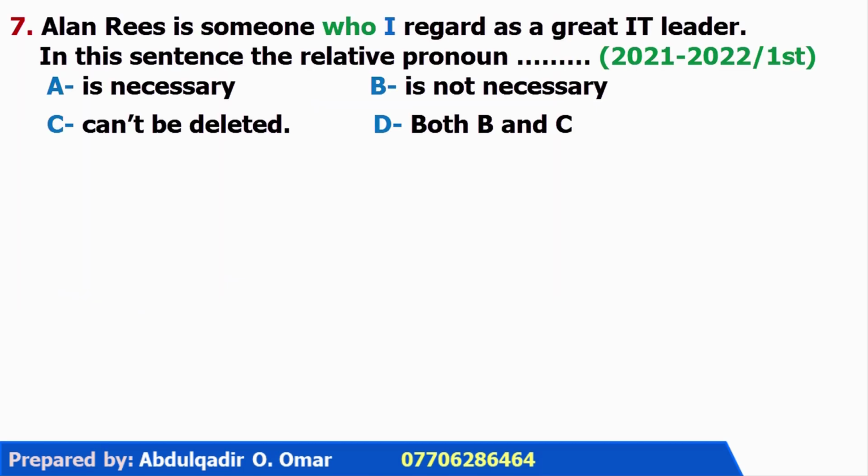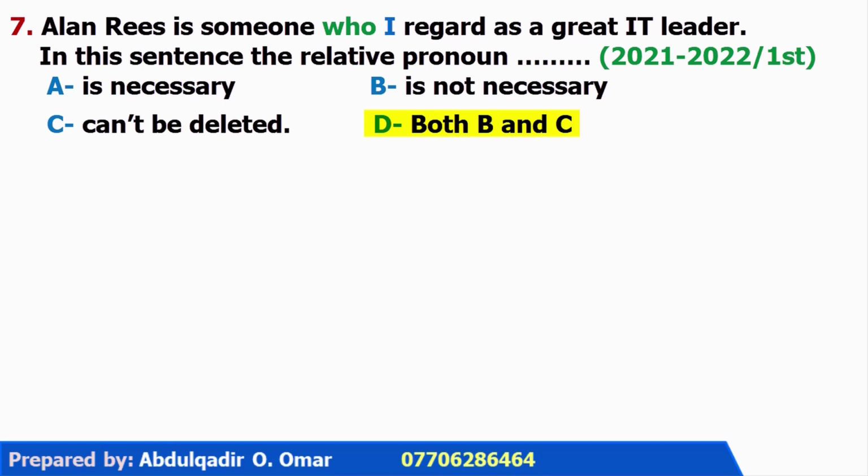Question number 7. Alan Rees is someone who I regard as a great IT leader. In this sentence, the relative pronoun: A, is necessary; B, is not necessary; C, can be deleted; D, both B and C. Do you think the relative pronoun is necessary or not? Because if it is necessary, then it can't be deleted.